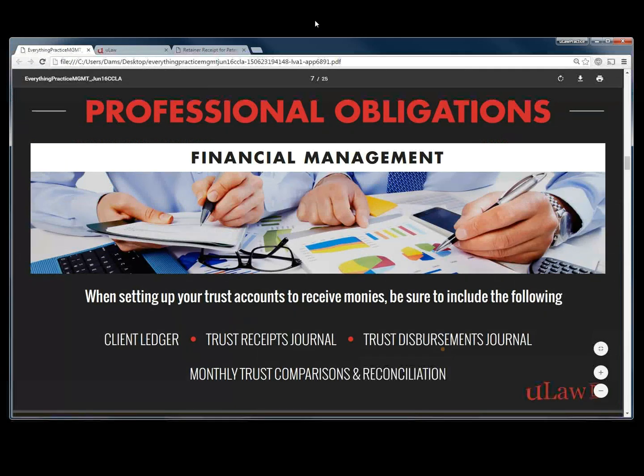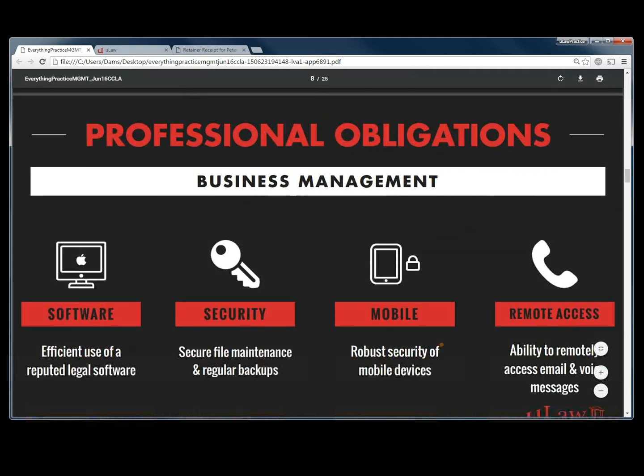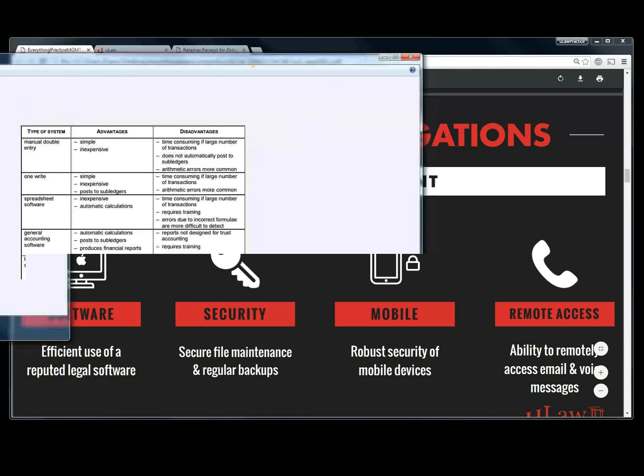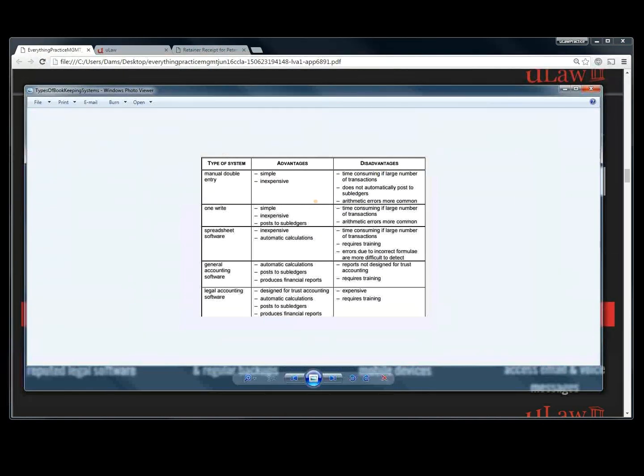Let's now go down to business management. In business management, one of the key recommendations for efficiency purposes is to use a good, reputed legal software. If you look at both the Law Society guidelines and those from both provinces, you'll see that legal software is broadly classified into 5 types.